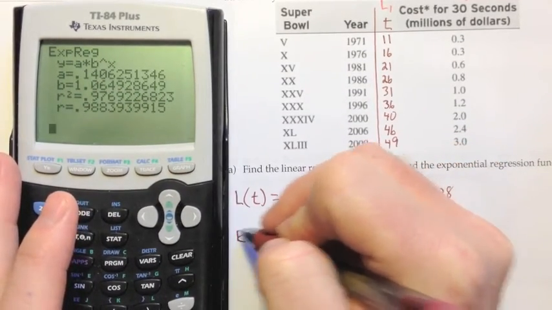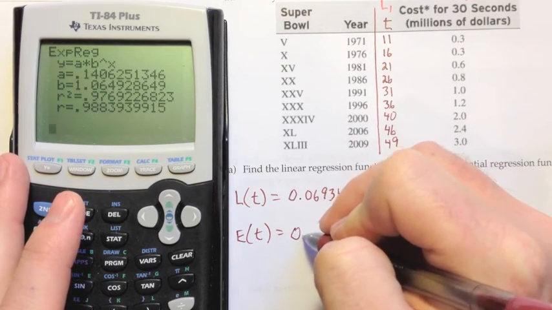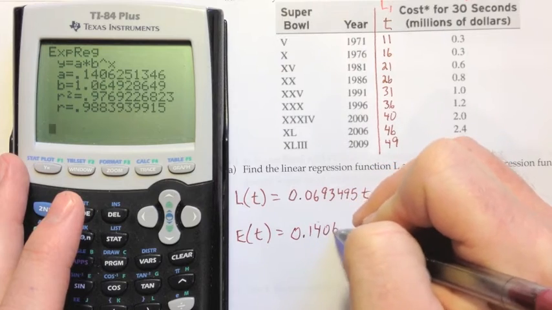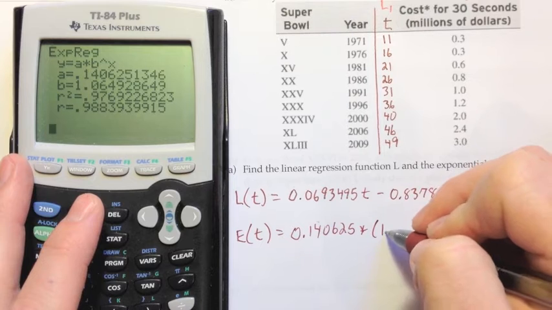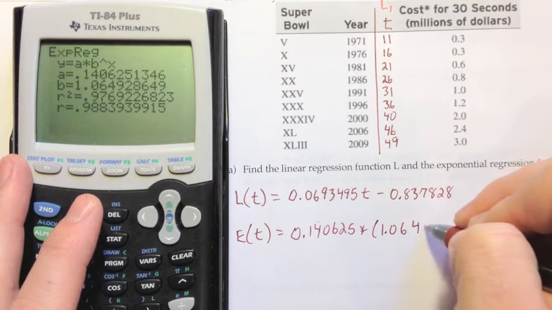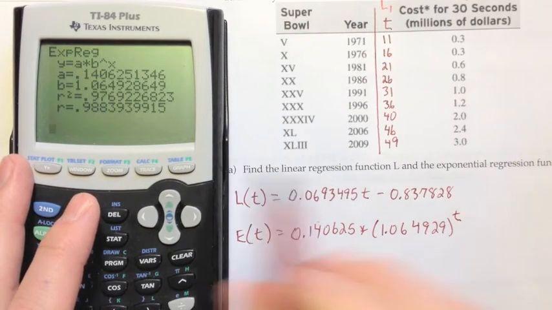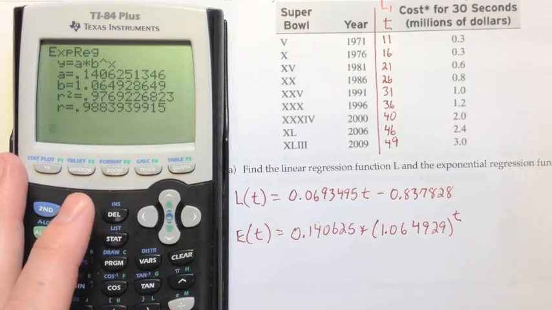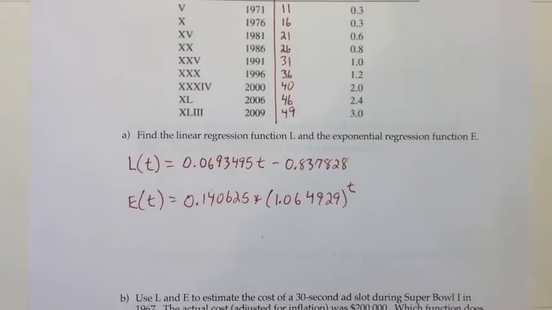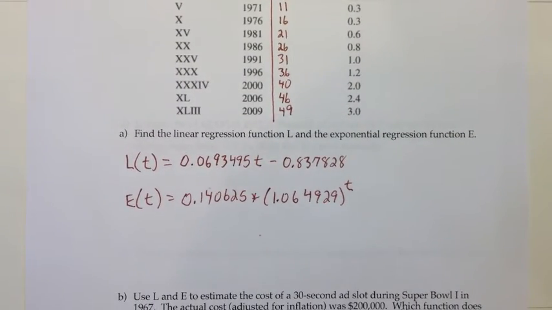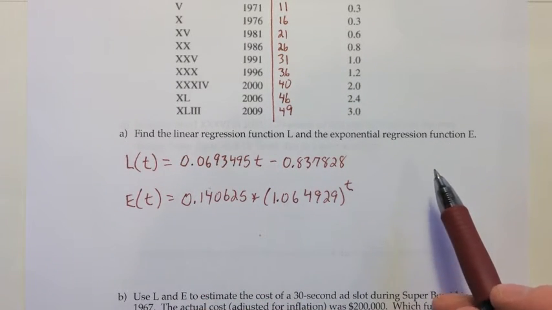So the exponential function, E of t, would be 0.140625 times the base 1.064929 raised to the t. And I wrote a 9 there because that was an 8 followed by a 6. So that's using linear regression and exponential regression to come up with the equations, and that's what they asked us to do, right? Find the linear regression equation, find the exponential regression equation.